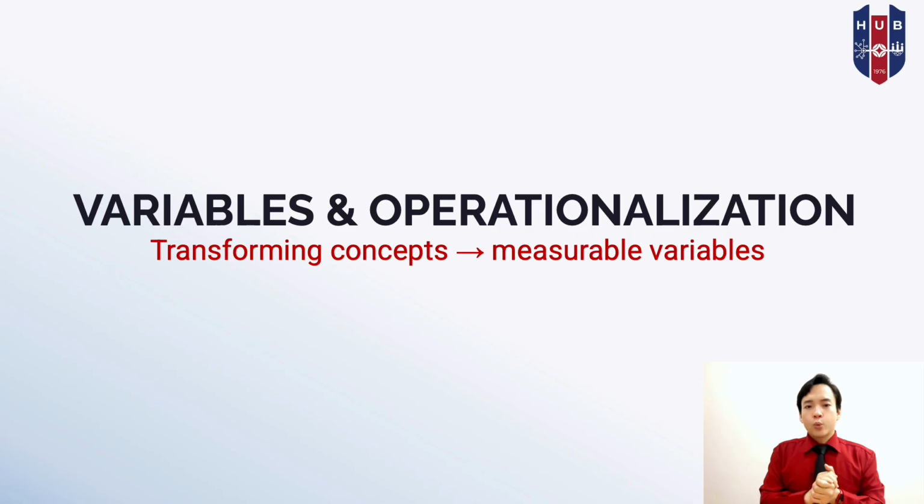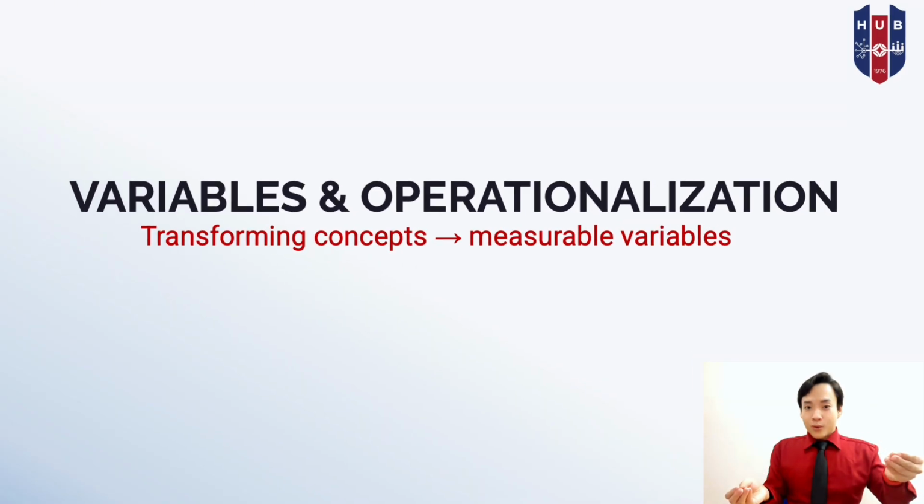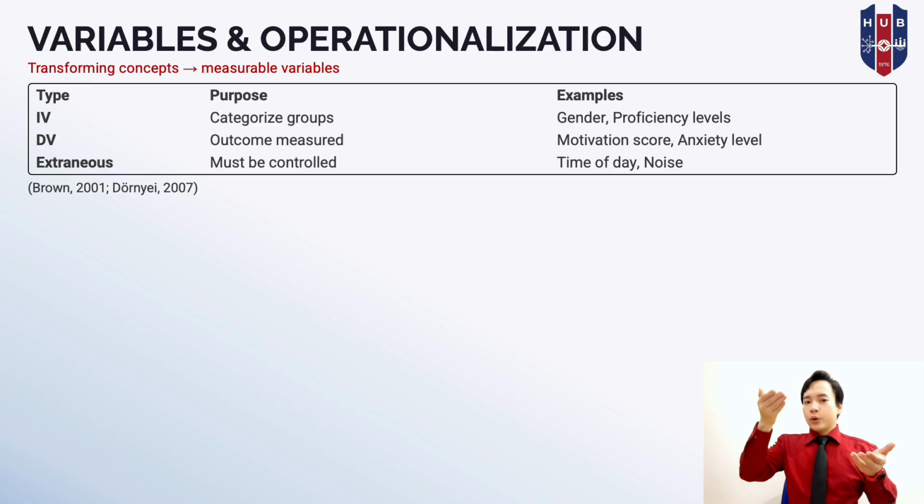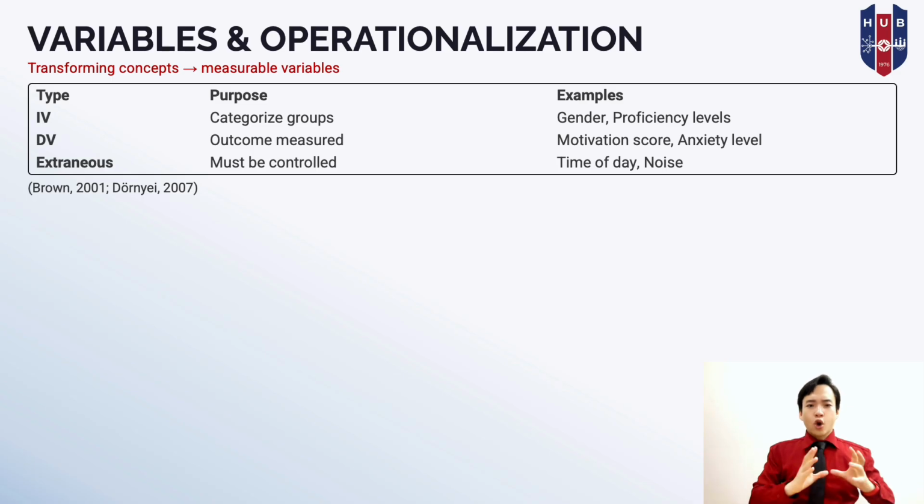In order to measure something, we must convert theoretical constructs into variables. First is the independent variable, such as gender or proficiency, which we use to compare different groups of learners. Then we have the dependent variable, which is the outcome we want to understand. For example, do students with higher proficiency feel less anxious? Finally, we must be careful with extraneous variables like classroom noise, or test stress. If we don't control them properly, they can sometimes disturb our results.